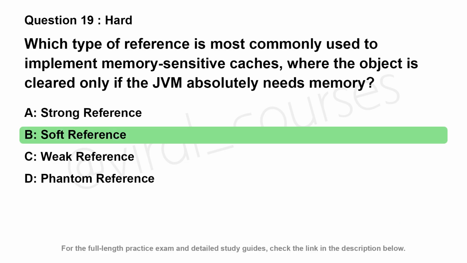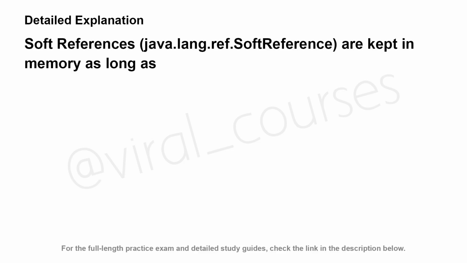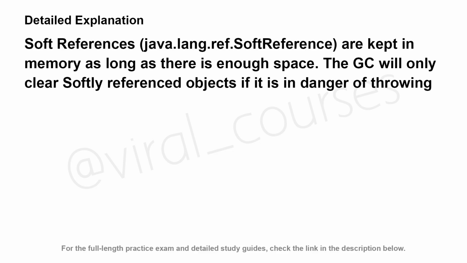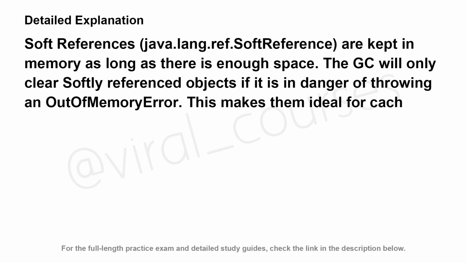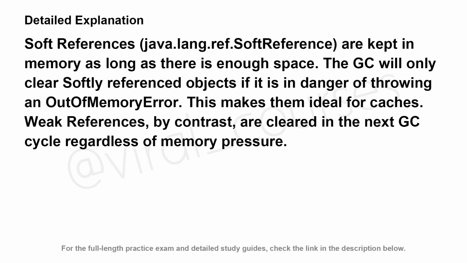The correct answer is B. Soft references, java.lang.ref.SoftReference, are kept in memory as long as there is enough space. The GC will only clear softly referenced objects if it is in danger of throwing an out-of-memory error. This makes them ideal for caches. Weak references, by contrast, are cleared in the next GC cycle regardless of memory pressure.